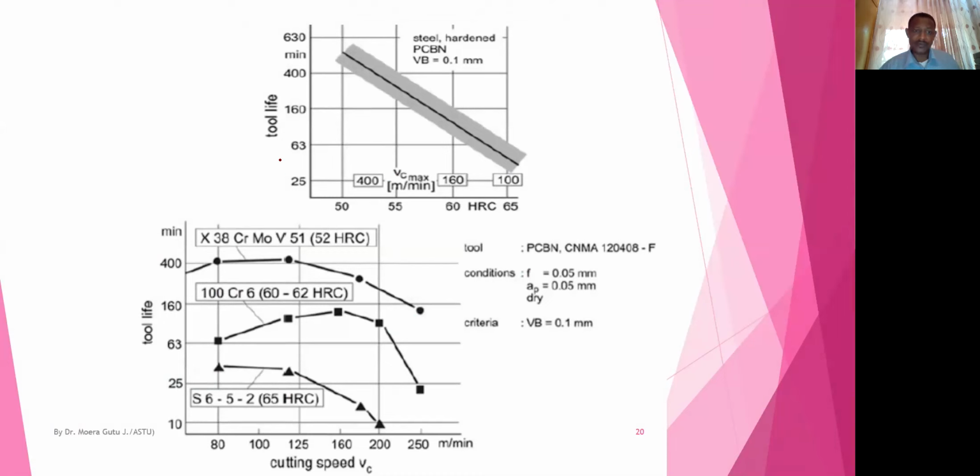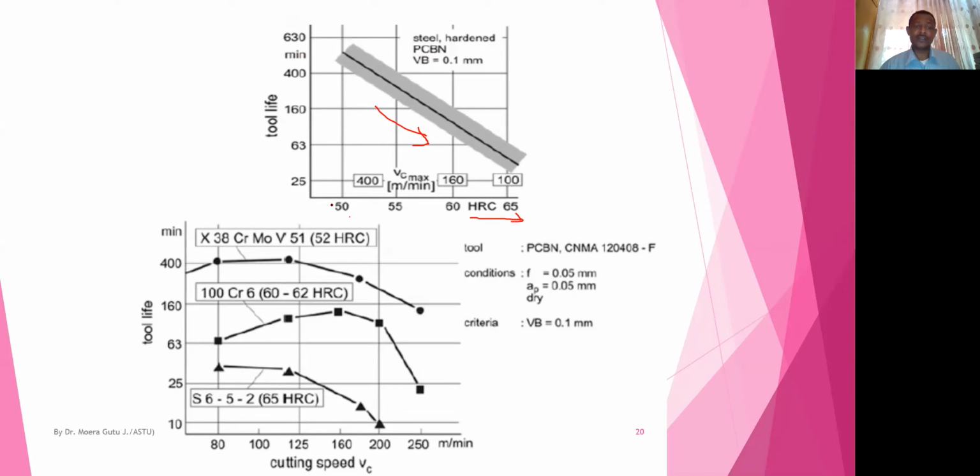This graph shows the tool life versus the cutting speed for cubic boron nitride cutting tools, machining hardened steel. So if you see here, the tool life is reducing as the hardness of the material increases. So you will have more tool life, up to 500 maybe or 450 meters per minute.